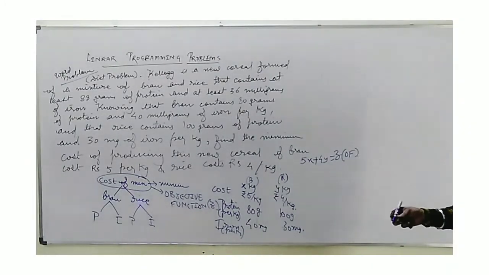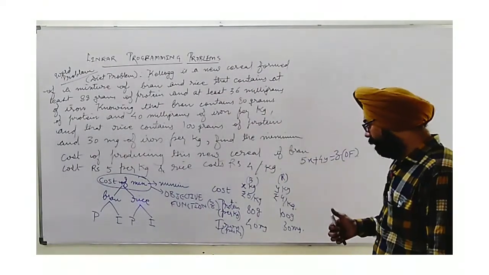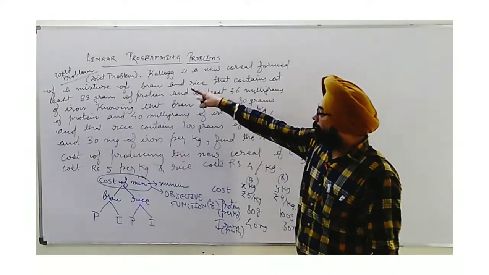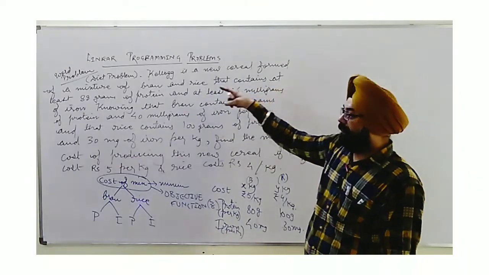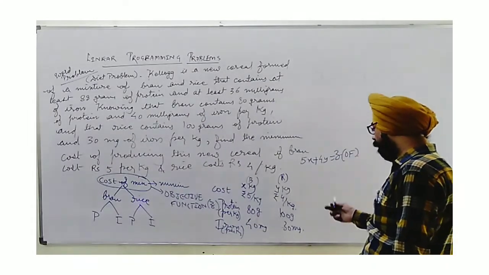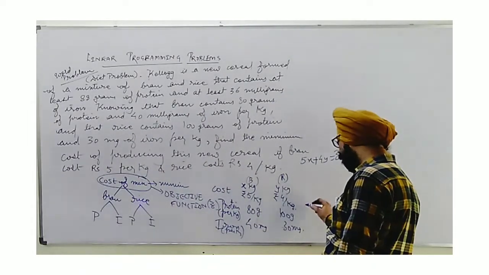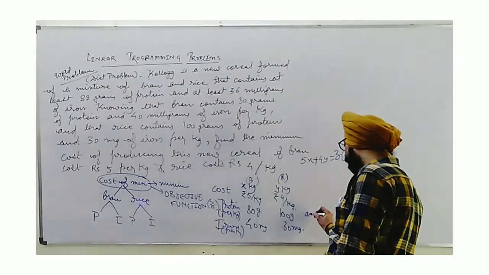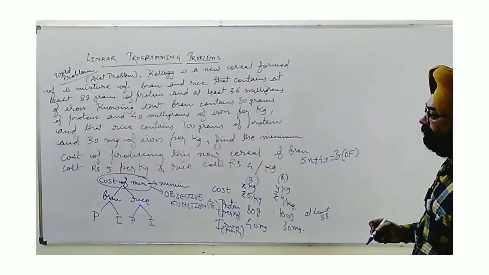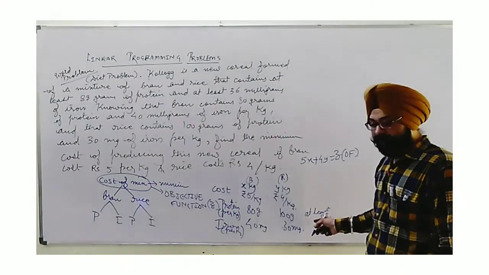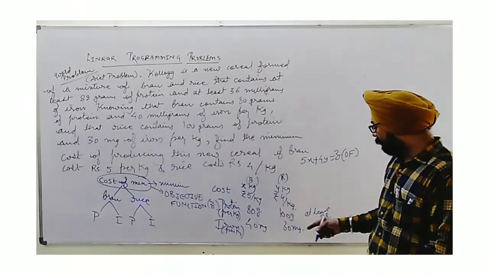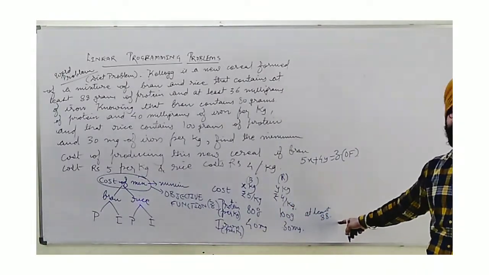We have obtained that. Next, we are told about protein. Once again in the question, the mixture of bran and rice that contains at least 88 gram of protein. So you can write here at least, minimum or maximum. Protein is given at least 88. So what is the meaning of at least 88 gram? That means if you sum up the total quantity of protein from bran and rice, this should not be less than 88.